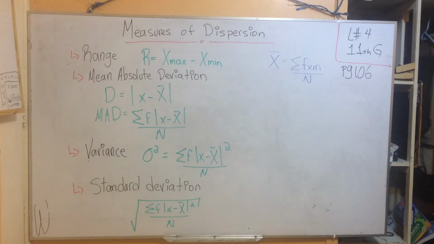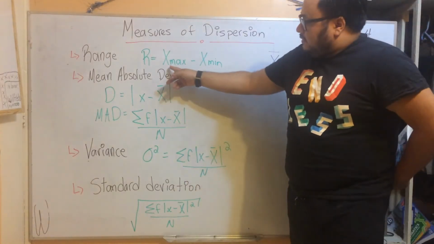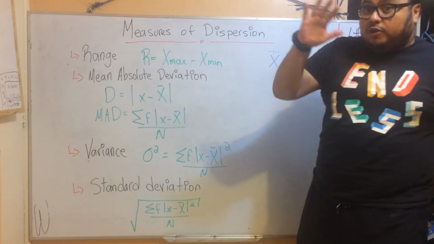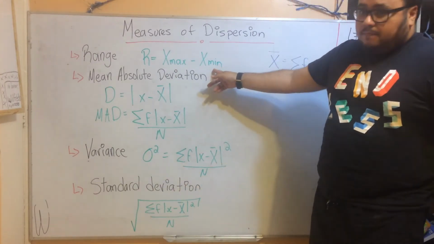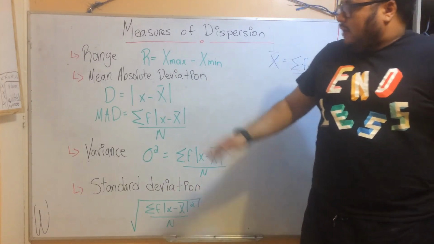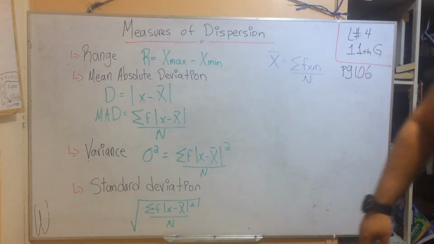So let's talk about the range. The range of a data set is the difference between the highest and the lowest value. That's why in the formula, it's the maximum value of all of the data minus the minimum value of the data. So that's how we get the range.